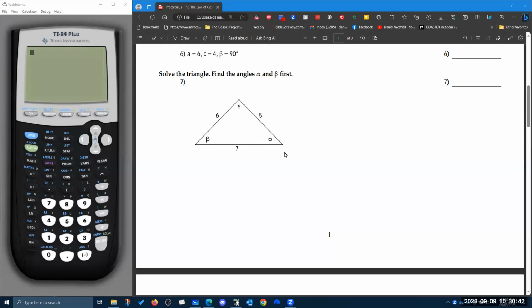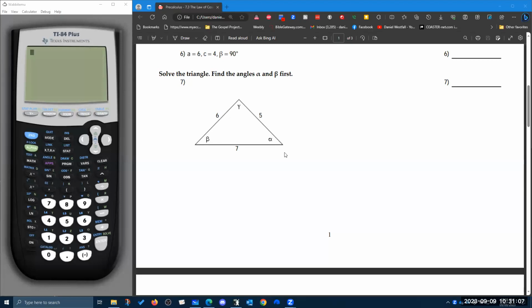In the last video, we solved side-angle-side triangles with the law of cosines. This time, in this video, we're going to solve triangles that are side-side-side. Our instructions tell us that we first need to find angles alpha and beta, which I'm going to call capital A and capital B here.